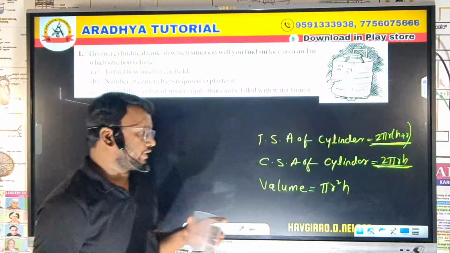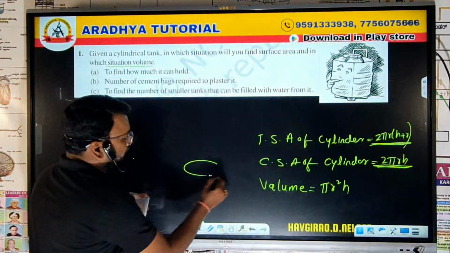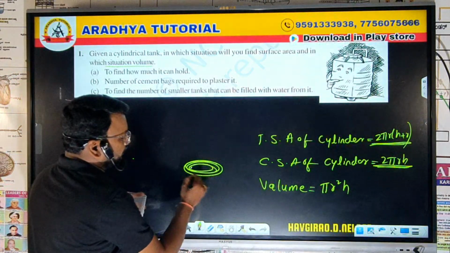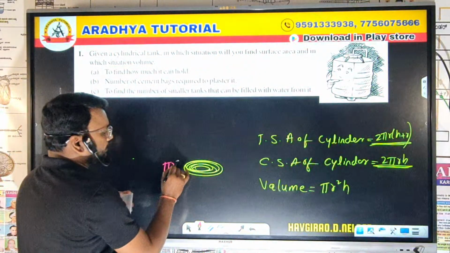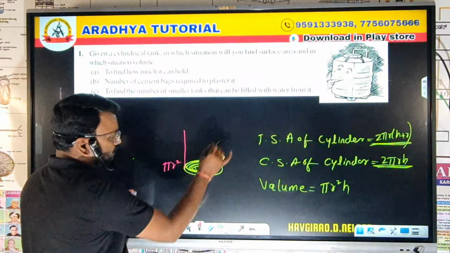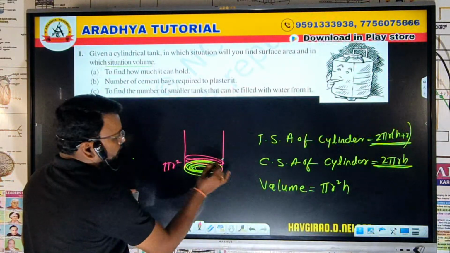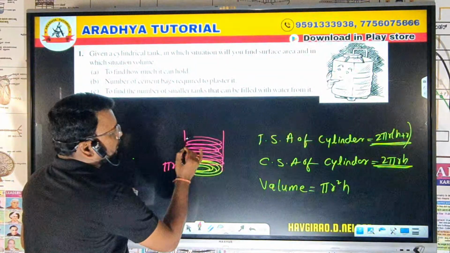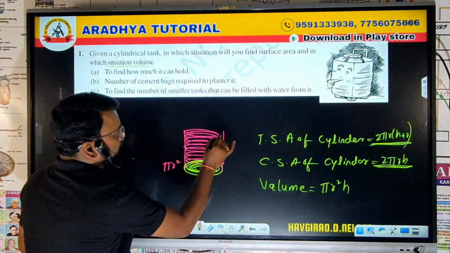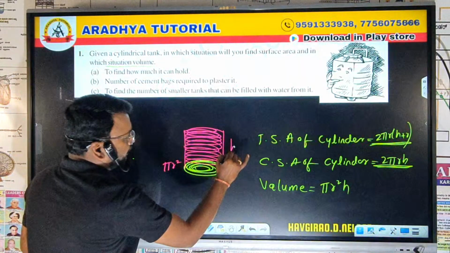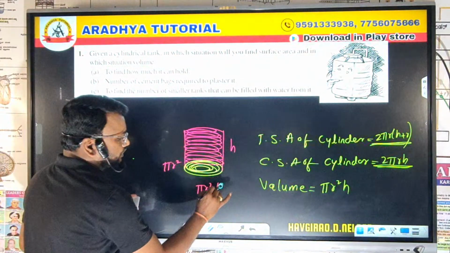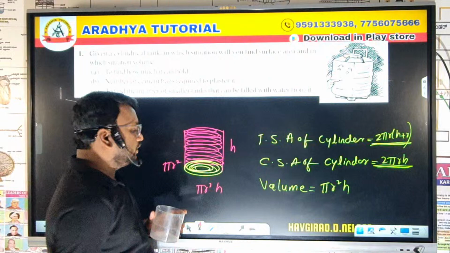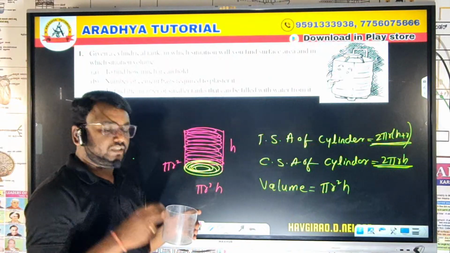Pi r square h. See here, one circle is there, and in that circle we use the formula pi r square. If we increase this circle, its height increases. Now it is the height of the cylinder, that means pi r square h. Pi r square h is the volume of the cylinder.